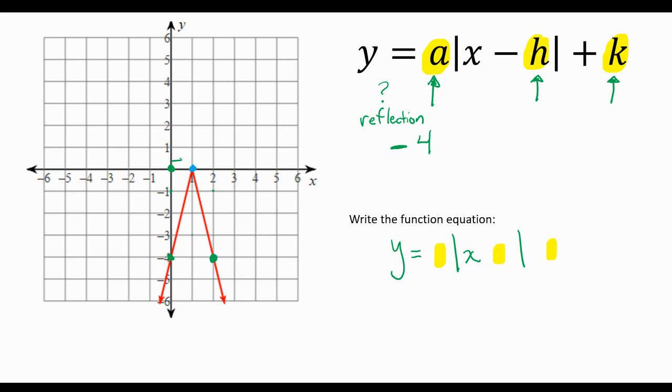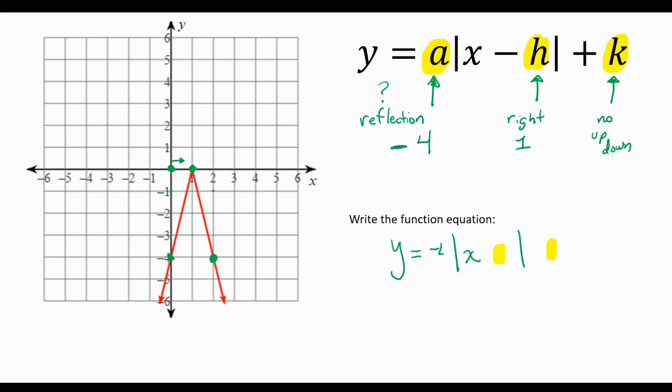Now, did it shift to the right? Yes, it did. It went right 1. And then did it shift down? Nope, there's no shift down. We know that because this is still on the x-axis. If it did get shifted up or down, your graph would be up here and go like that, right? That would be a shift, up or down. Okay, so no up or down. We know that because the vertex is still on the x-axis.